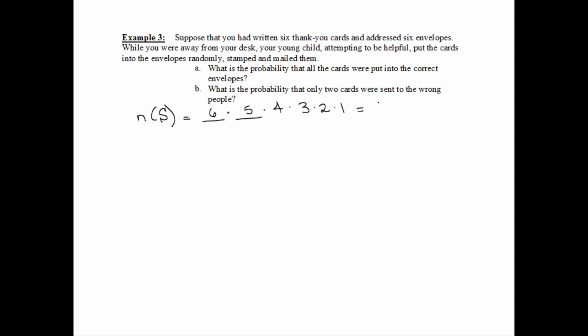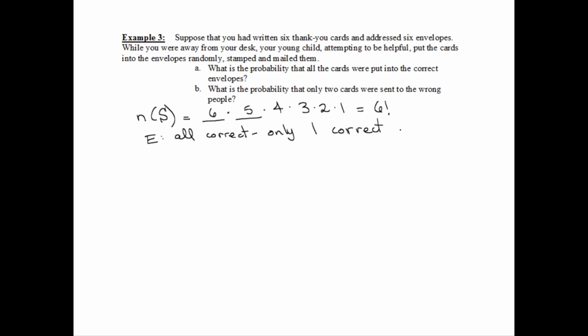Anytime you are being asked how many ways there are to arrange 6 things among 6 slots, the answer would be 6 factorial. This is how many possible ways there are for those 6 cards to be distributed among the 6 addresses. How many correct ways are there? There is only one way for this to happen.